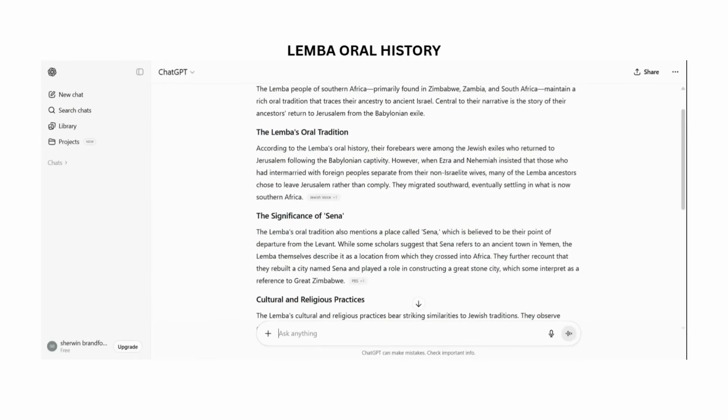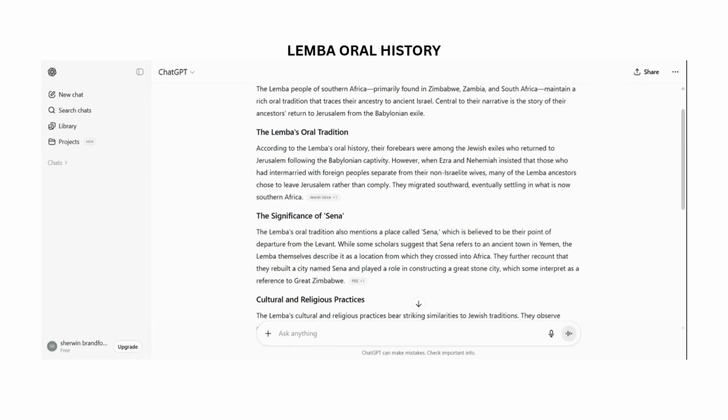But many of the Lemba ancestors chose to leave Jerusalem rather than comply. They migrated southward, eventually settling in what is now southern Africa. Now, the key point here is that they mixed, or some portion of them mixed, and decided that they didn't want to give up their foreign spouse.